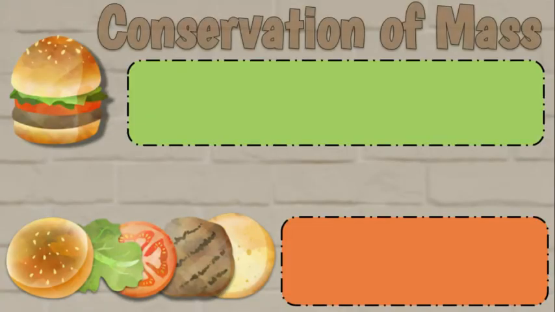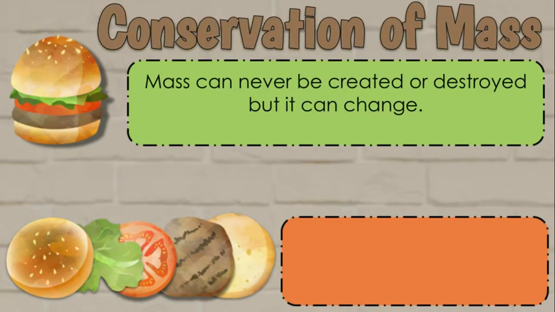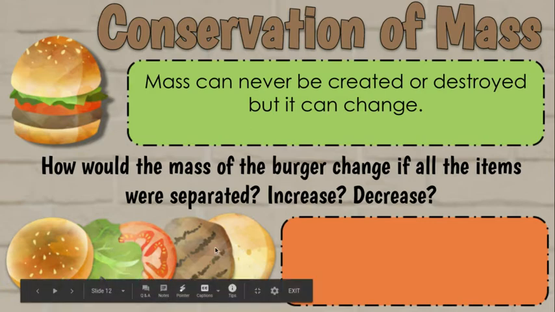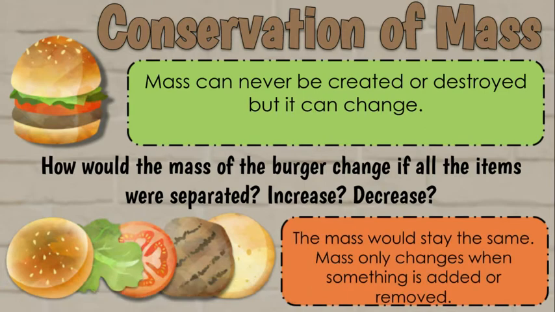Another important piece of your test is conservation of mass. Mass can never be created or destroyed, but it can change. What I mean by that is this hamburger, let's say this hamburger weighs 1 pound. This is a big hamburger. If I separated all the parts of this hamburger and weighed them all, they're still all on the scale, it would still equal 1 pound. The mass would stay the same. Mass only changes when something is added or removed.